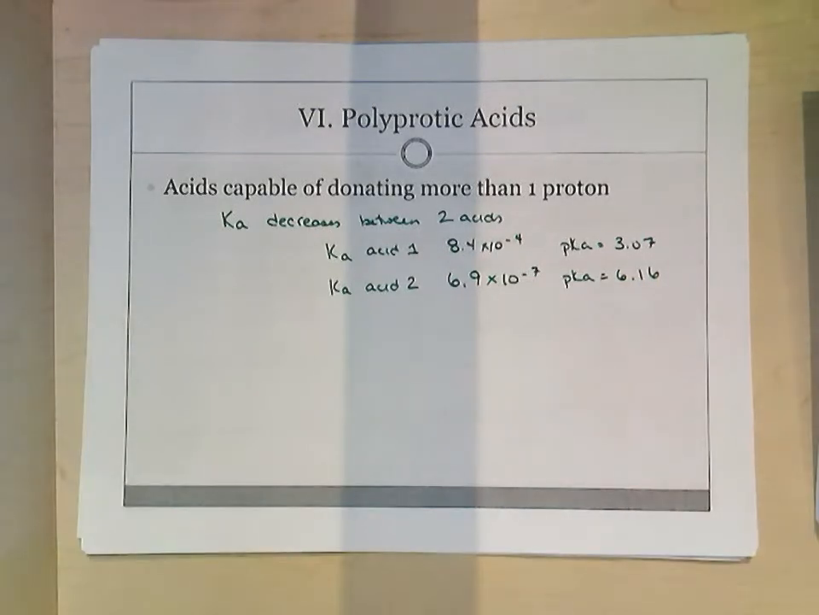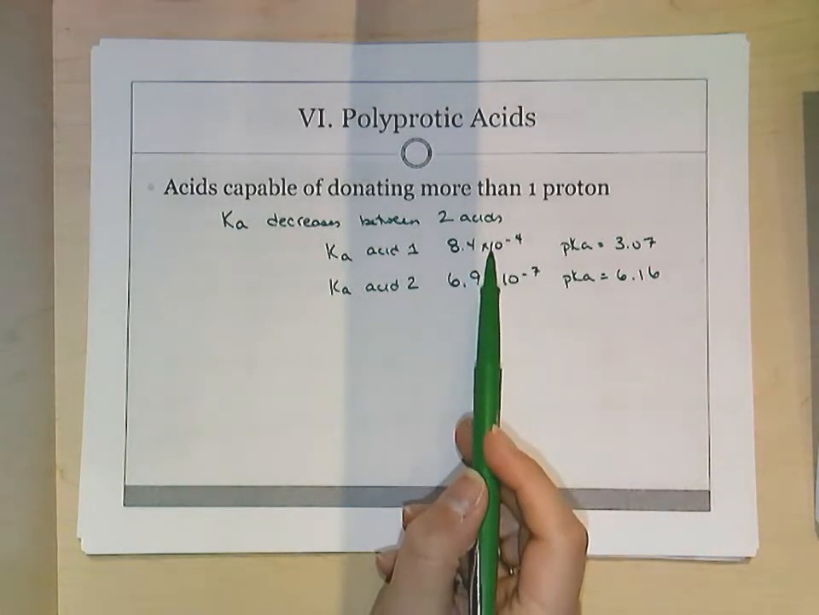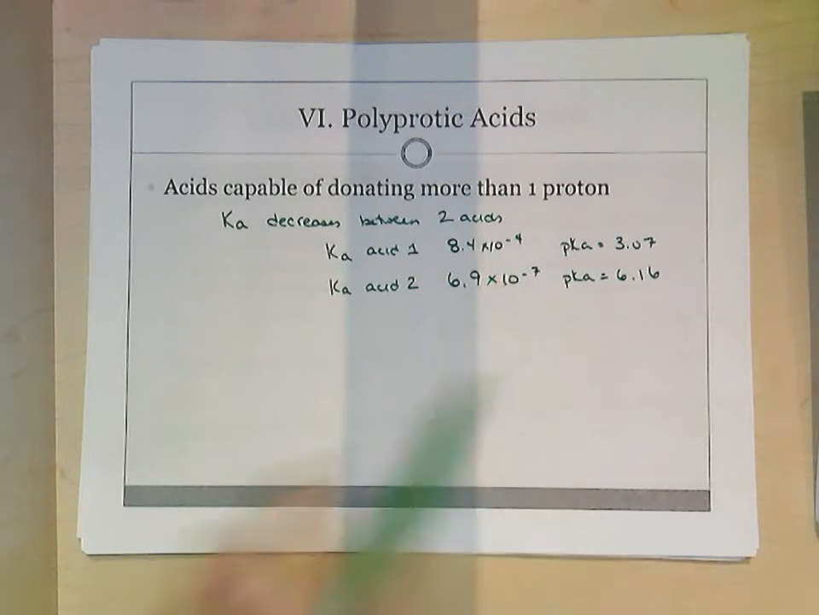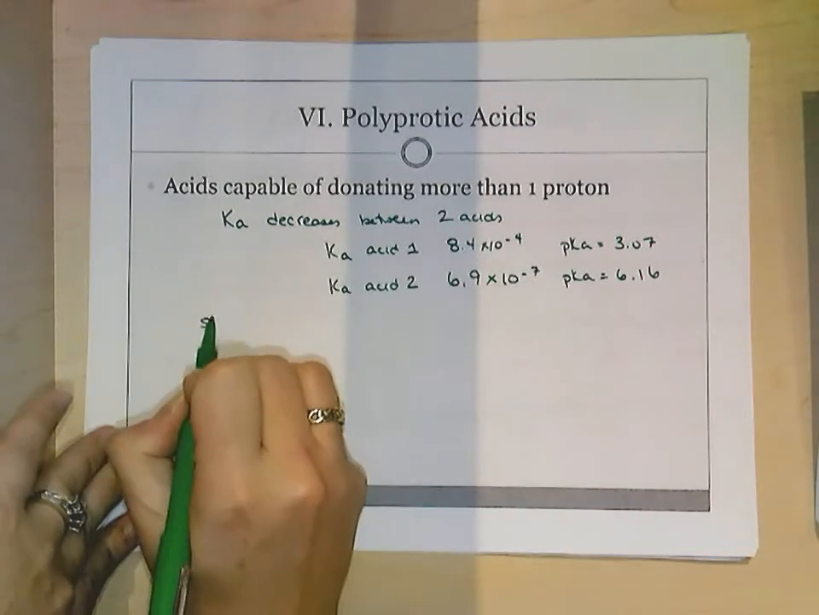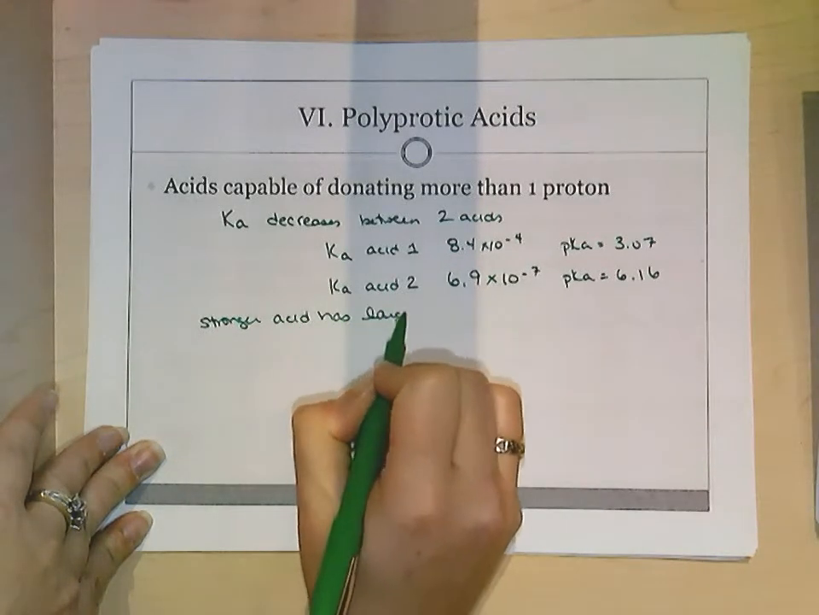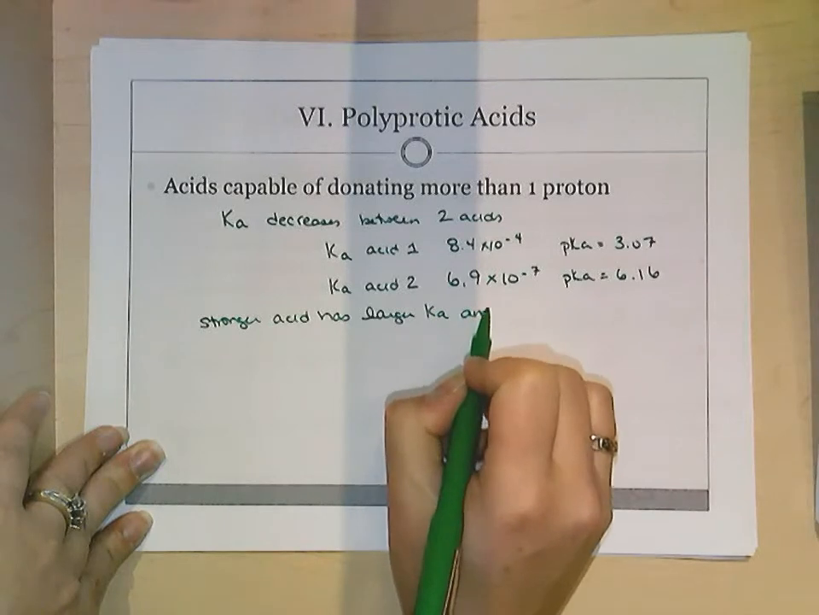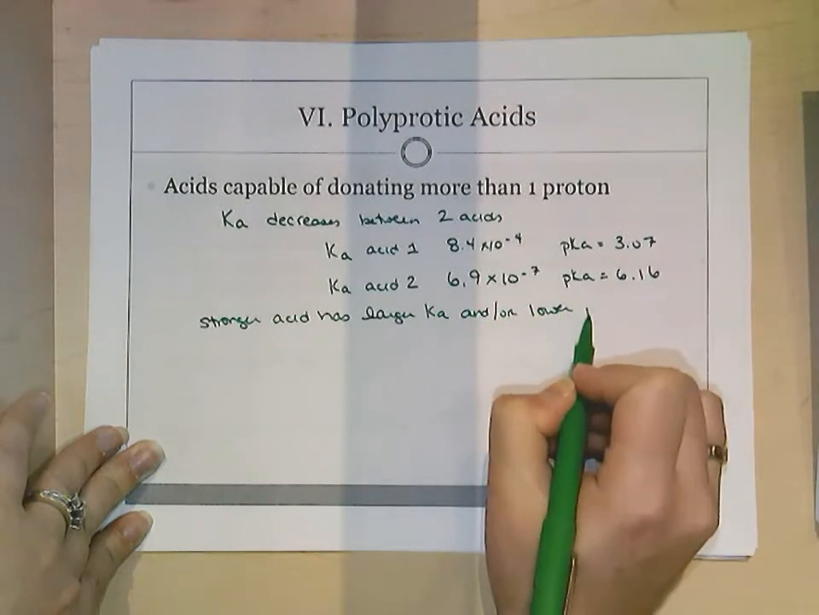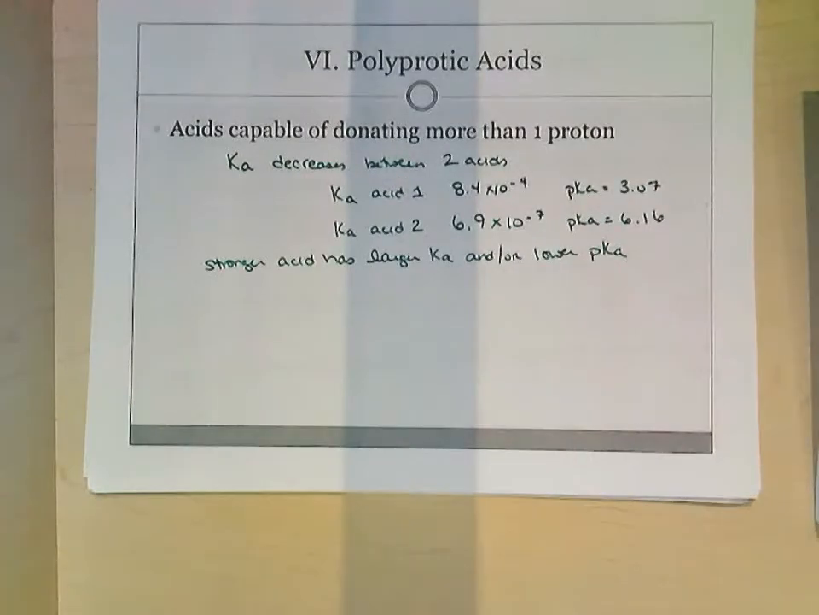All right, looking at the pKa's, which one is the stronger acid? The first one, right? Lower pKa, stronger acid. Or, if we look at this, bigger Ka. Both would be true. So a stronger acid has a larger Ka and/or lower pKa, whichever way you want to think about it. I like pKa better because they're kind of whole big numbers. Those are easier for me to think about.